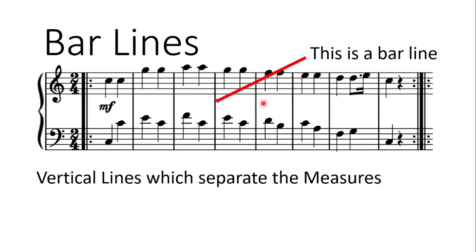Let's look at the bar lines. The bar lines, as we saw earlier, are vertical lines which separate the measures. So this is 1 bar line, this is another bar line, this is another bar line. These lines separate each of the measures. This piece here is Twinkle Twinkle Little Star. That is the song we'll be playing.